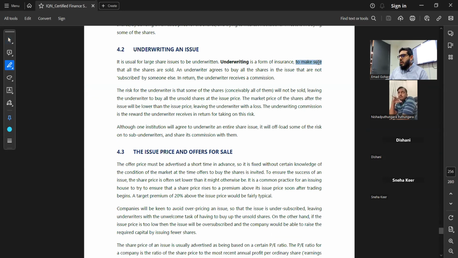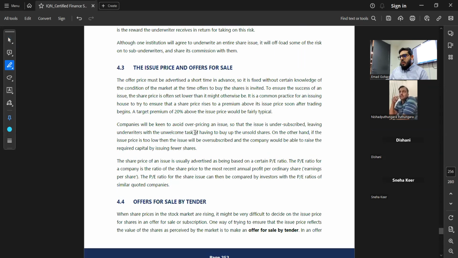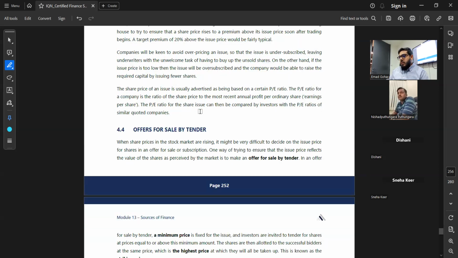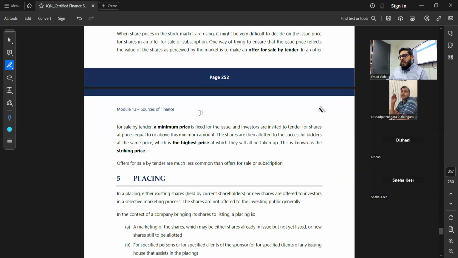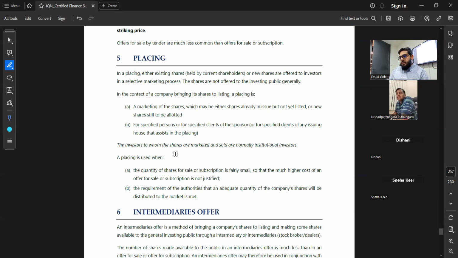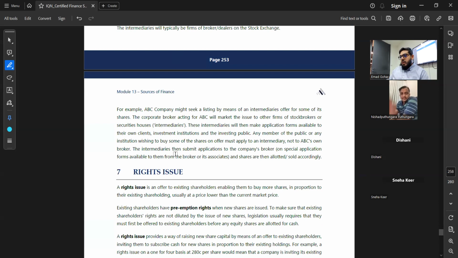Remember, I hope you people have highlighted, underlined, whatever you have done. And then remember, you need to set the issue price also. How to set the issue price? Who will help you out? Remember? Offer for sale by tender. This one, like I told you, remember, auction. Whoever gives you the highest gets the shares, right? Placing, we discussed intermediary offer and rights issue.